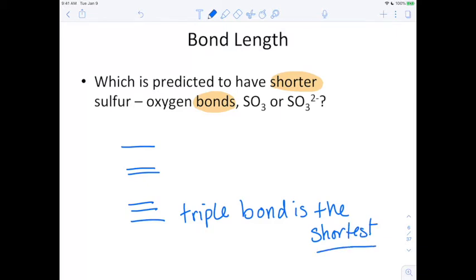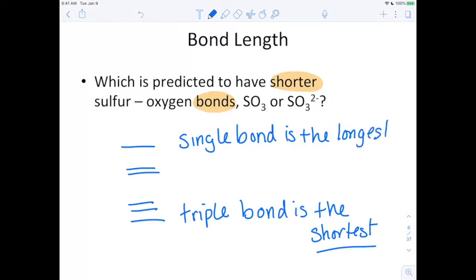So our triple bond is going to be the shortest, and our single will be the longest. Of course, the double bond then will be in the middle. Okay, any questions about that, about why the single bond is going to be the longest, where the triple bond is going to be the shortest?